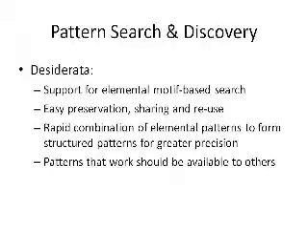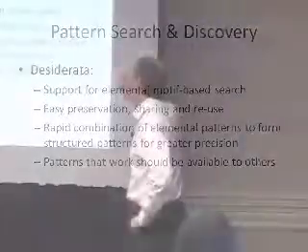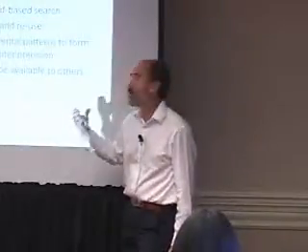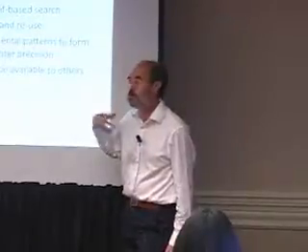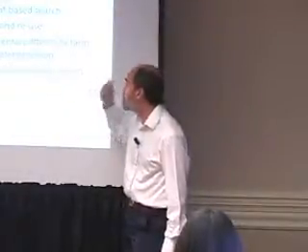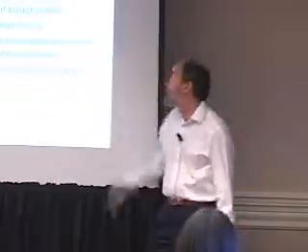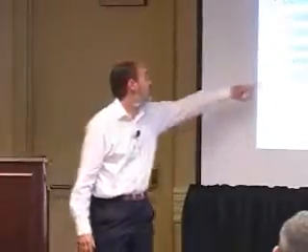So the desiderata that we had in coming up with this sort of language is support for elemental motif-based search and variations on motif-based search, simple probabilistic models, things like the position weight matrix and slightly more sophisticated models like that. Easy preservation, sharing and reuse. A rapid combination of elemental patterns to form structured patterns for more complicated search, particularly, once again, loading up things that have already been found to be useful rather than starting from scratch. That's the idea that the patterns that have been used successfully should be available for others in a very straightforward sort of way. And the key point in all of this is not that the patterns don't exist.